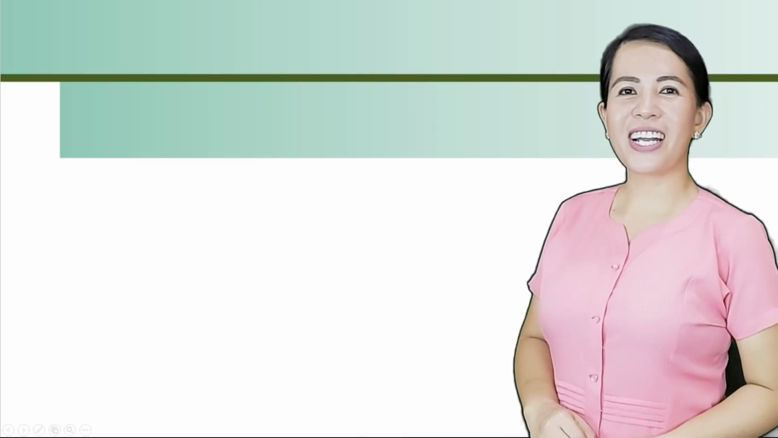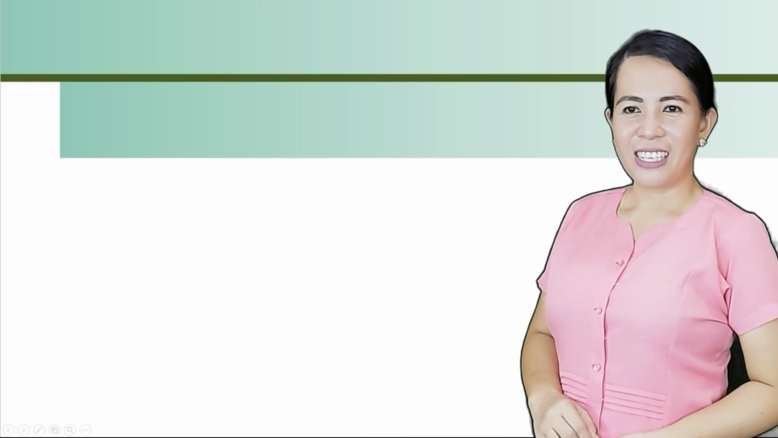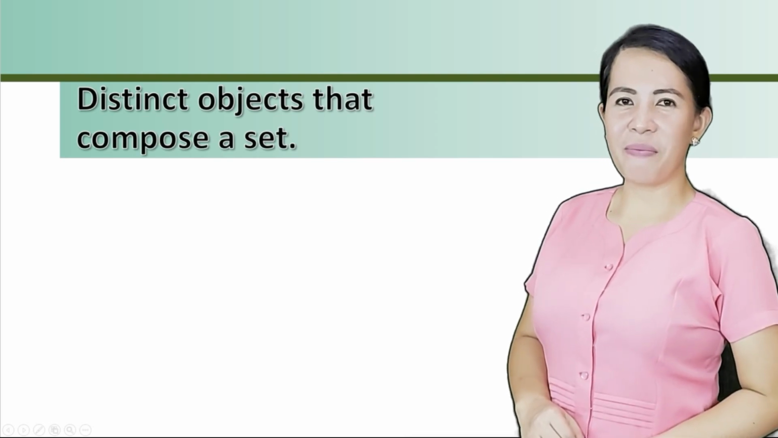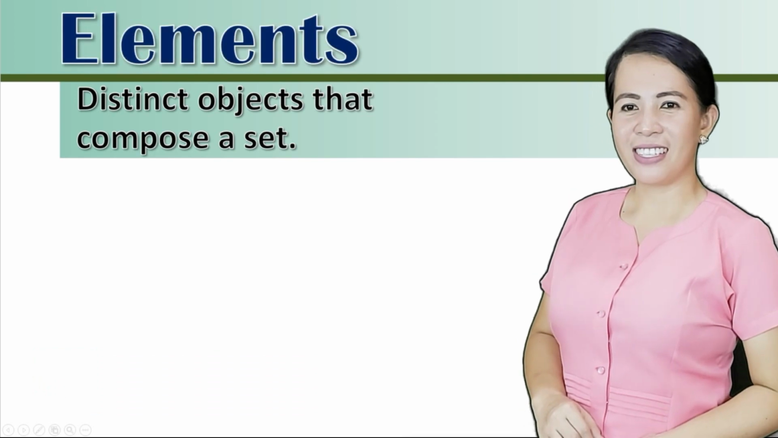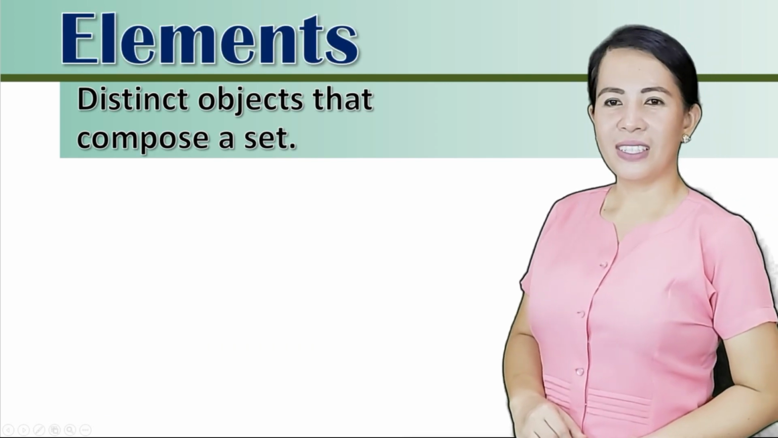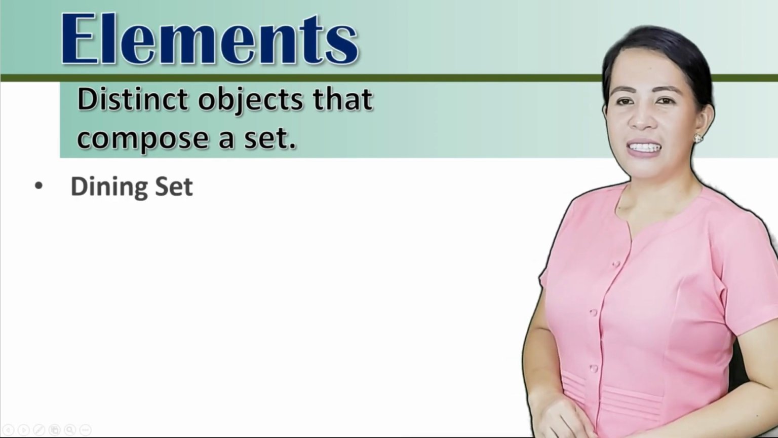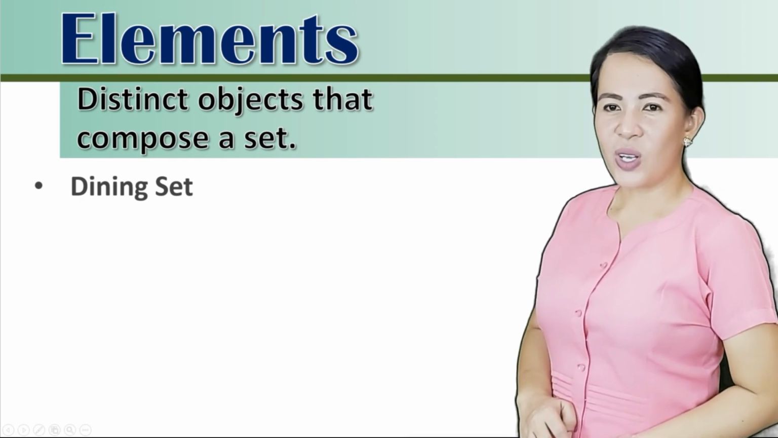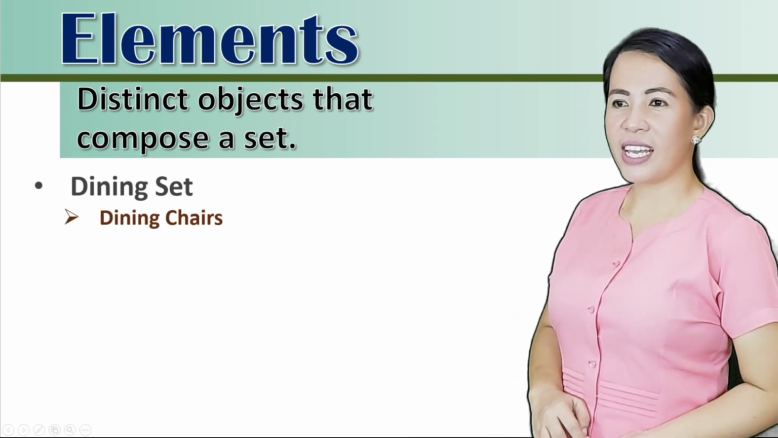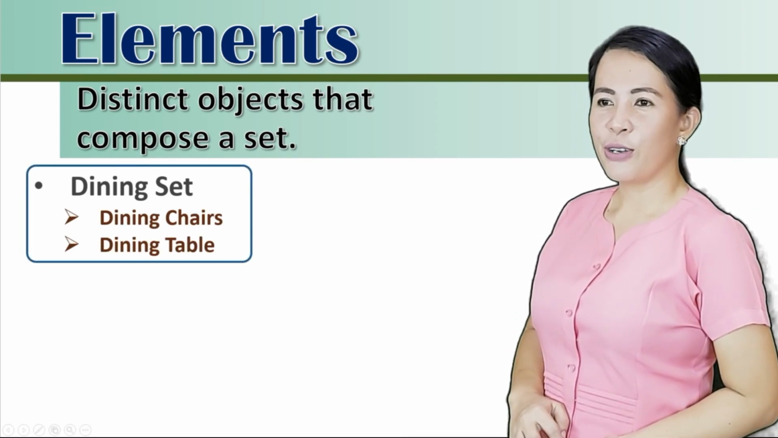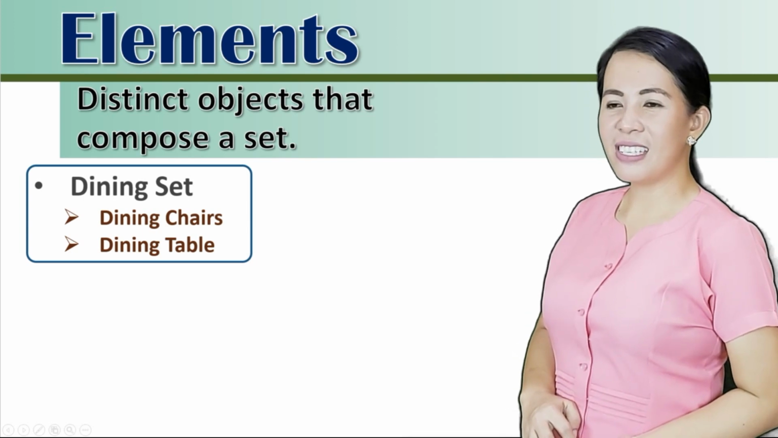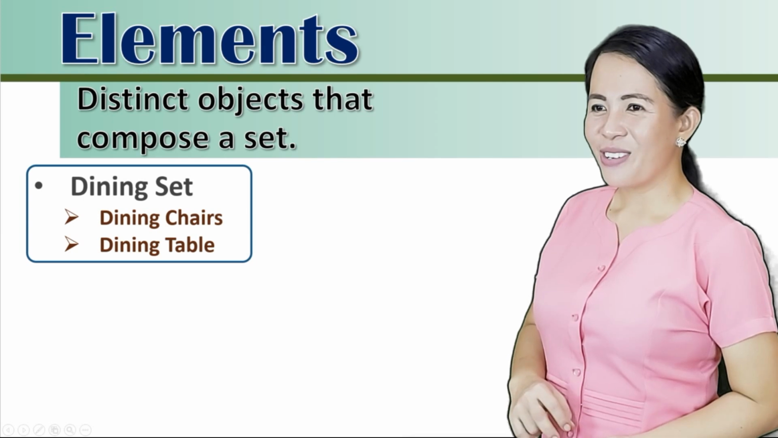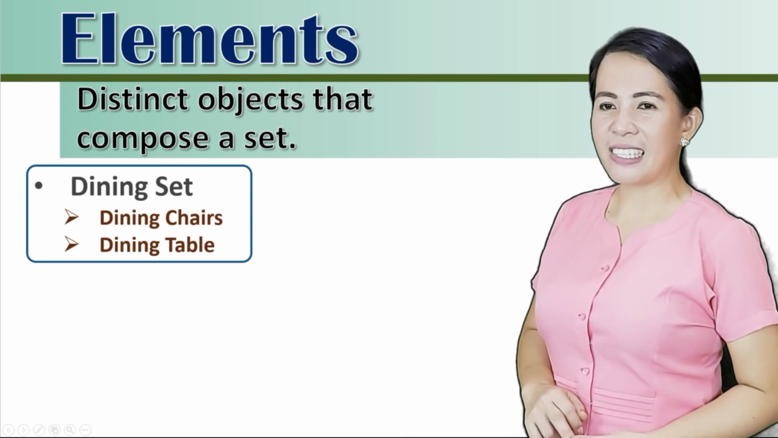Let's have other concepts about set. Distinct objects that compose a set are mathematically known as elements. In our example, dining set has 2 distinct objects. These are our dining chairs and our dining table. So how many elements does a dining set have? Yes, very good. There are 2 elements in a dining set.